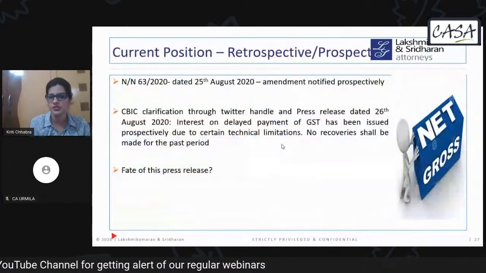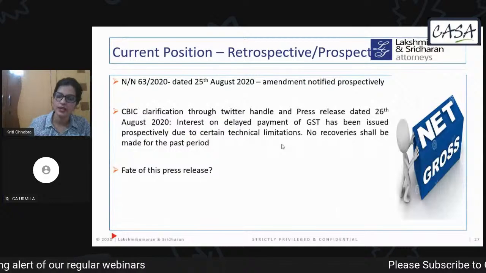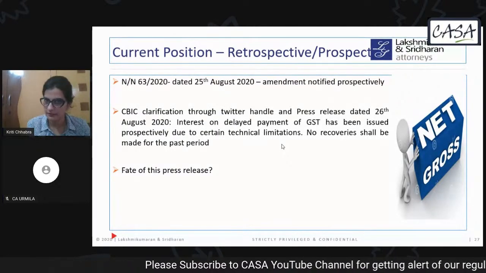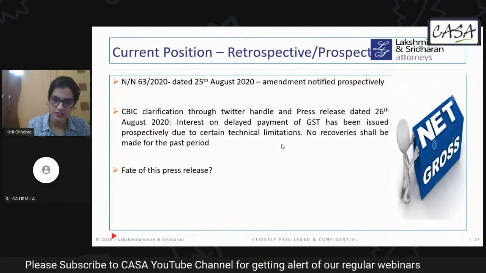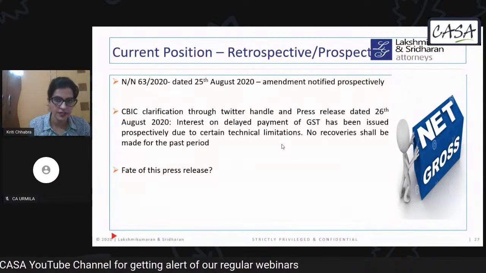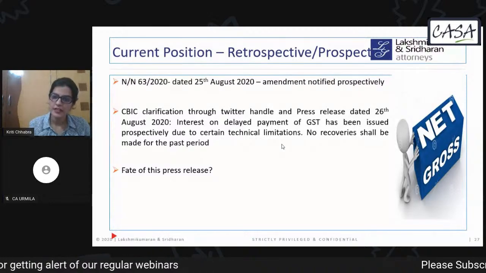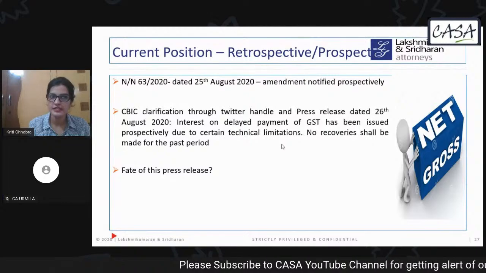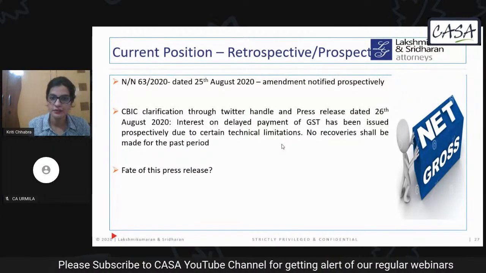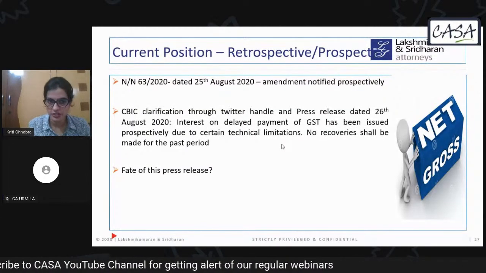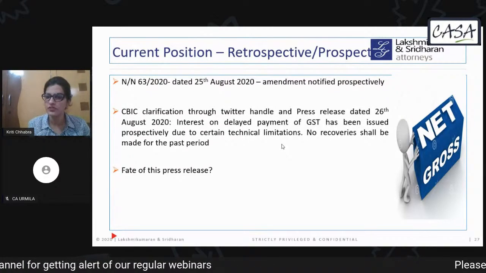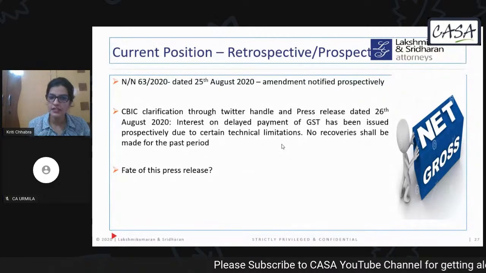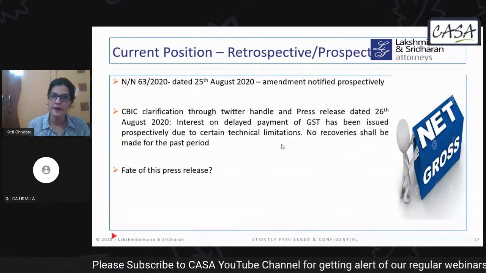Now, if we see the current position, on 25th August 2020, the amendment has been notified. However, this amendment has been notified prospectively. The notification does not talk about retrospective effect at all. However, the very next day, that is on 26th August, that is yesterday, CBIC issued a clarification through its handle. And again, a press release was also issued that interest on delayed payment of GST has been issued prospectively due to certain technical limitations, and they will ensure that no recovery shall be made for the past period.